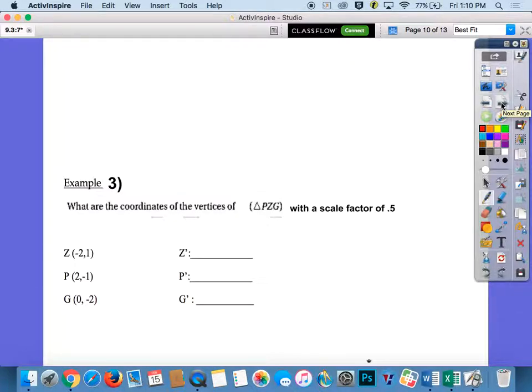Just as a quick reminder, what are the coordinates of the vertices of triangle PZG with a scale factor of 0.5? Because I know that it's less than 1 but greater than 0, I know it's going to be a reduction. All I need to do is multiply each of these by 1/2, which gives me the new coordinates. You're fine to use a decimal or a fraction. Multiply each by 1/2, and I get 1 and negative 0.5. Multiply each by 1/2, and I get 0 and negative 1. These are the new coordinates of my reduction here.